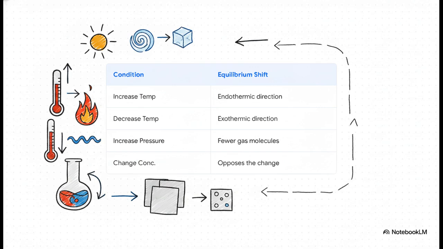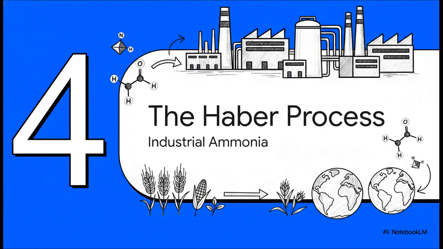Increase the temperature, the system tries to cool itself down by moving in the endothermic direction to absorb that extra heat. Increase the pressure, it tries to relieve that squeeze by shifting toward the side of the equation with fewer gas molecules. Basically, by intentionally stressing a reaction, we can actually force the equilibrium to shift and produce way more of the specific chemicals we want. Let's look at how this applies in Section 4.